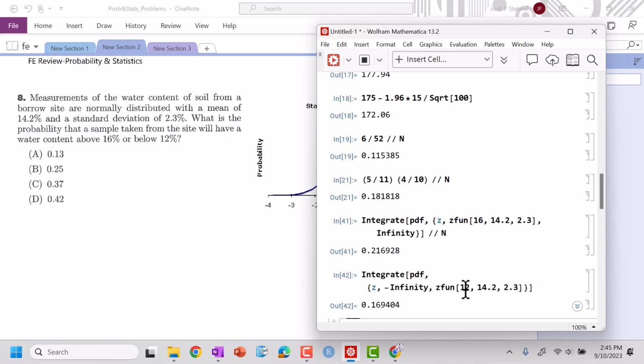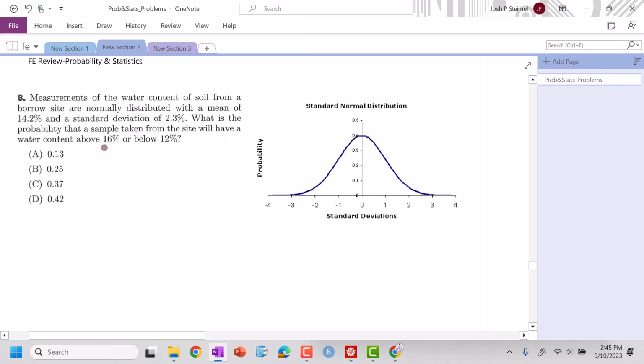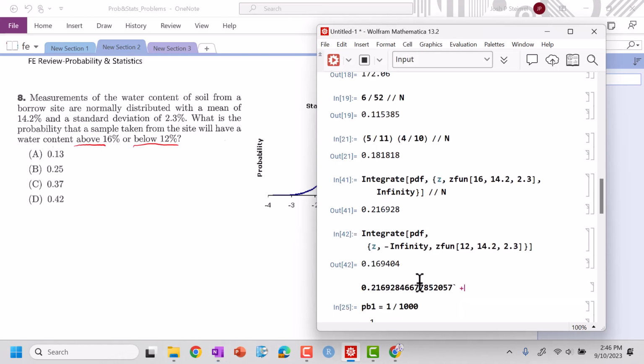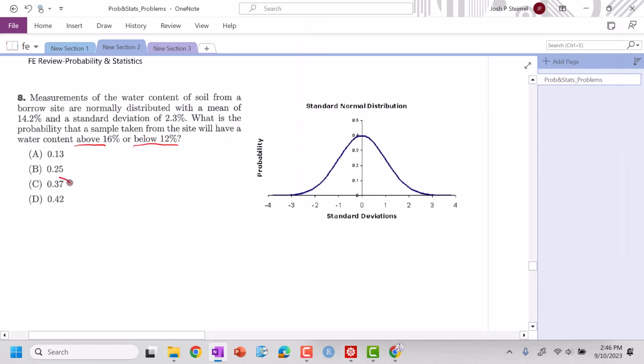Excellent. So we can see we've calculated those values here. Now, what is the question actually asking us? What is the probability a sample taken from the site will have water content above 16 or below that? So we can just add those probabilities together, which will give us approximately this. Excellent.